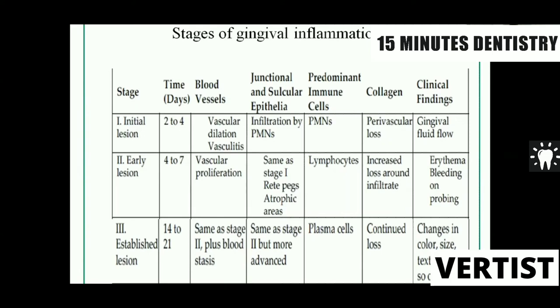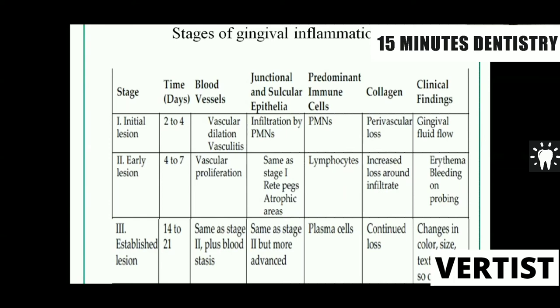Between 4 to 7 days, there is an early lesion. There is vascular proliferation, and at the epithelial attachment, there is a formation of rete ridges. Then lymphocytes reach the site. There is an increased loss of collagen around the infiltrate. There is erythema and bleeding on probing of the gingiva. In the established lesion, you can see this lesion at 14 to 21 days. Now, plasma cells reach the site and there is a continued loss of collagen.